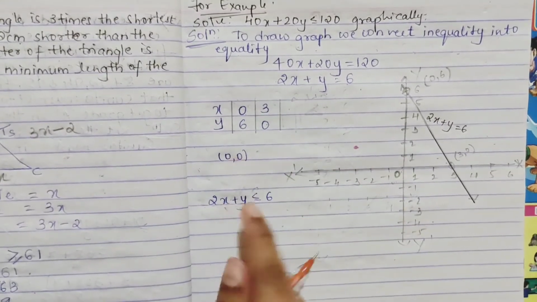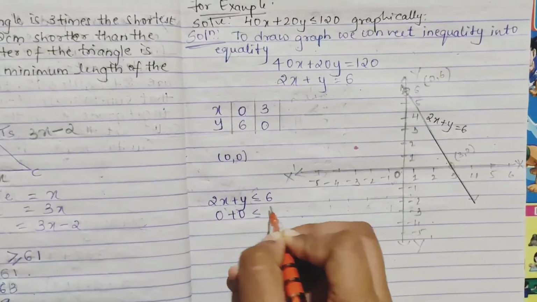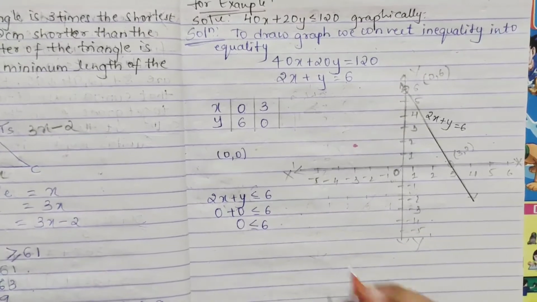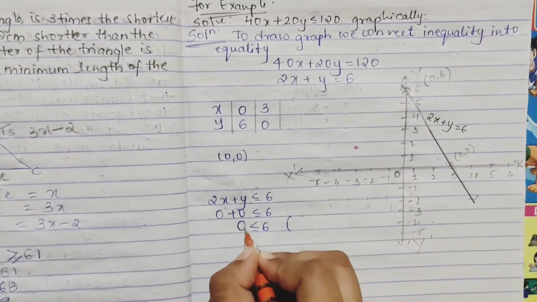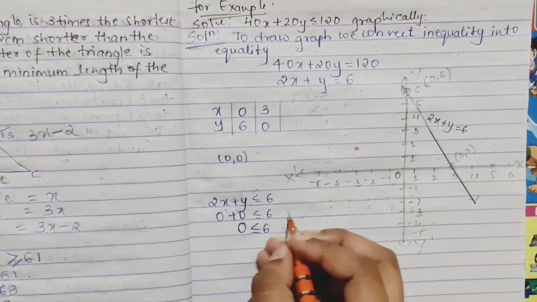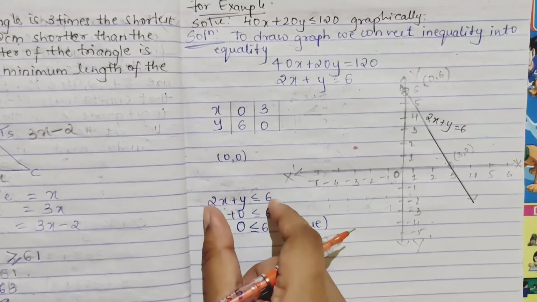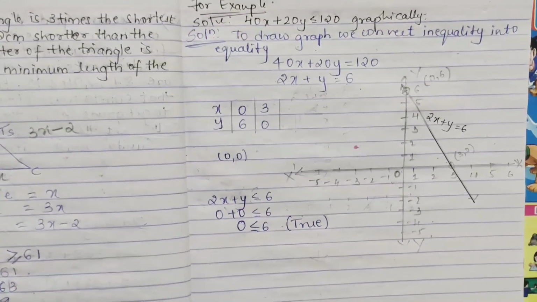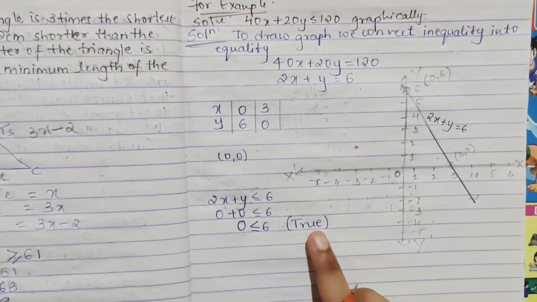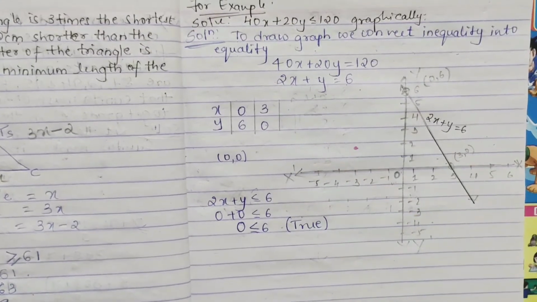So for us more convenient, we go for our origin, that is point 0, 0. So in place of x, what we will put? 0. So this whole term is 0, and plus 0 less than or equal to 6, means 0 less than or equal to 6. Whether this is true or false? Obvious, it is true, right? See, 0 is less than 6. Leave the equality, but 0 is less than 6. So this sentence is true, which means this inequality is true. So whenever you are getting true, where the point you are taking is lying, that region you have to shade.